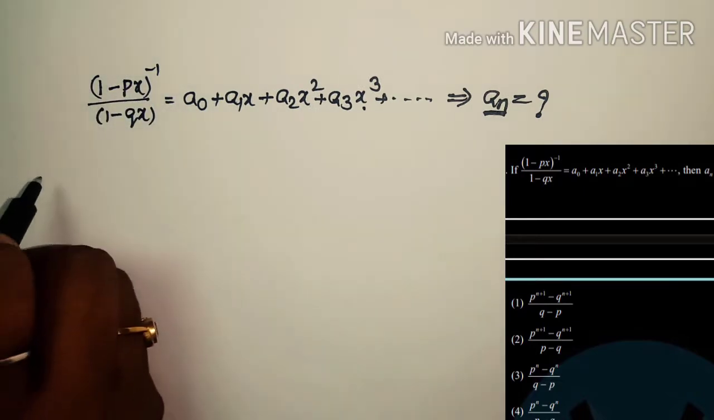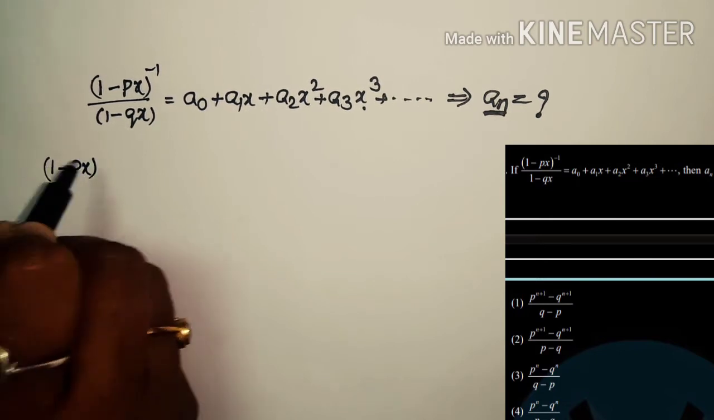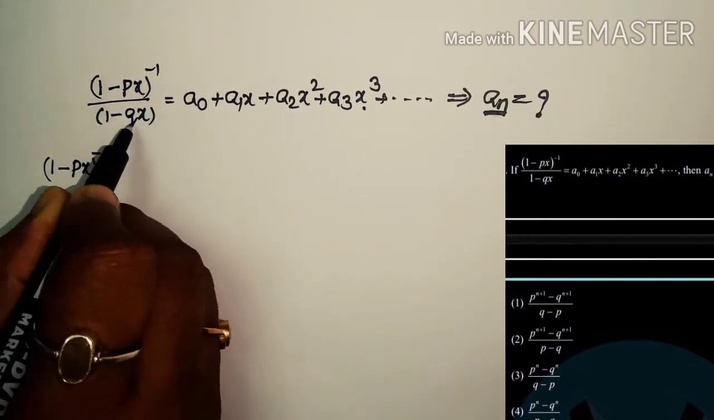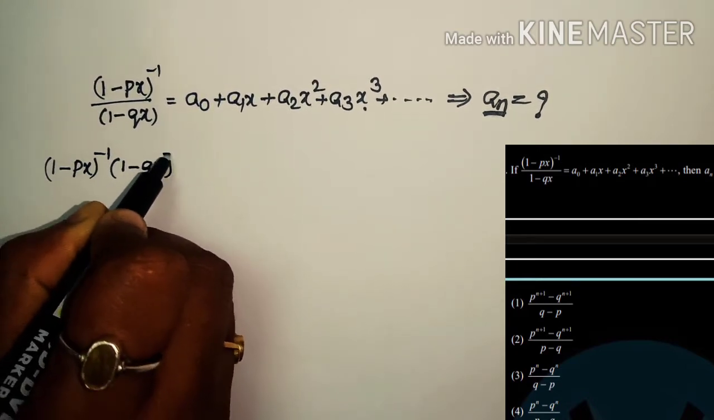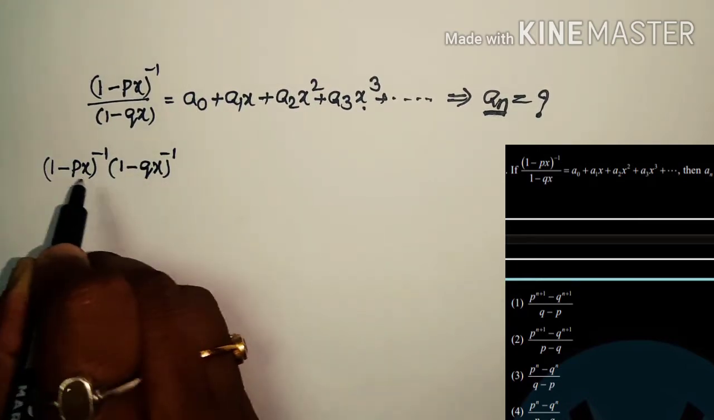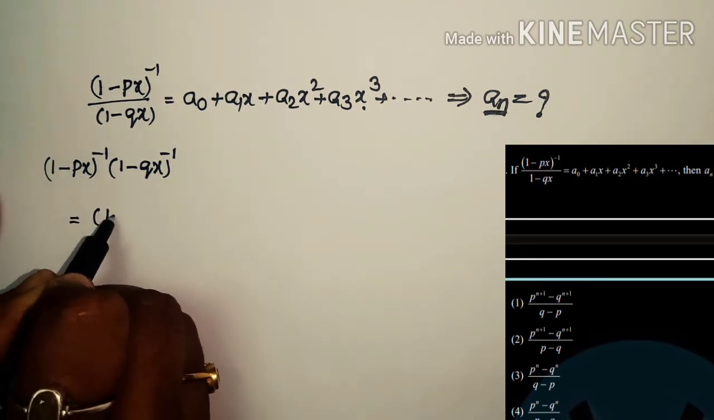That's the given coefficient. So first we are taking the given expansion, which is (1 minus px) whole inverse into 1 by (1 minus qx), which is nothing but (1 minus qx) whole inverse. Now applying the formula, (1 minus x) power minus 1 is nothing but 1 plus x plus x square and so on.